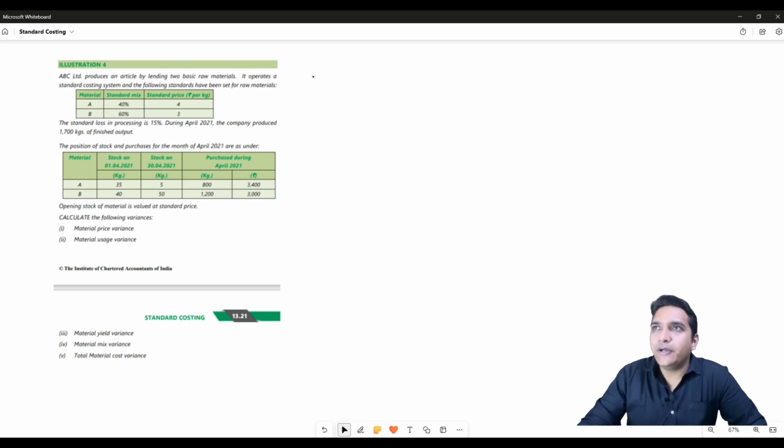ABC Limited produces an article by blending two basic raw materials. It operates a standard costing system, and the following standards have been set for raw materials. Material A, standard mix 40%, standard price 4. Material B, standard mix 60%, standard price 3. The standard loss in processing is 15%.